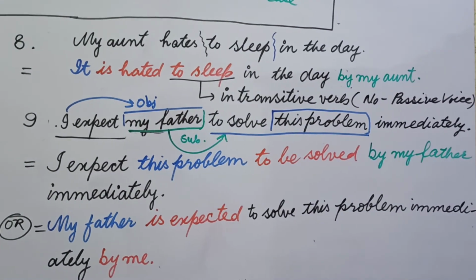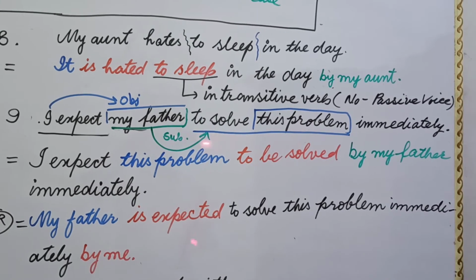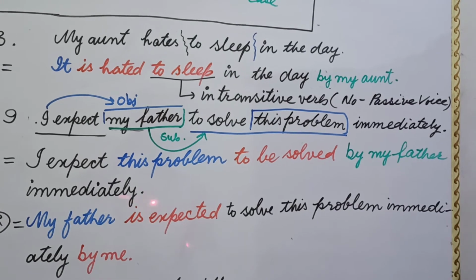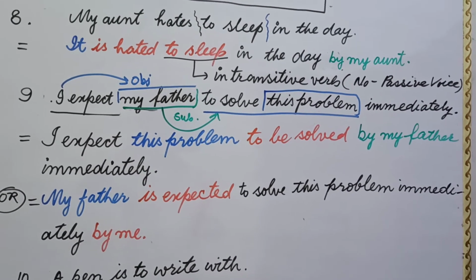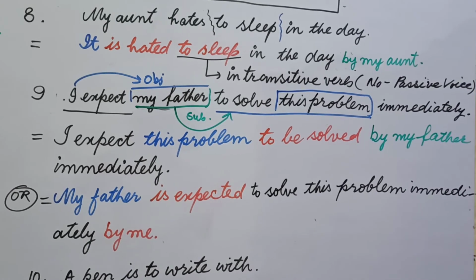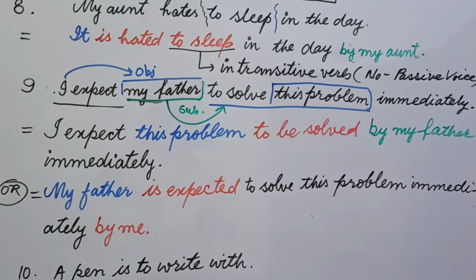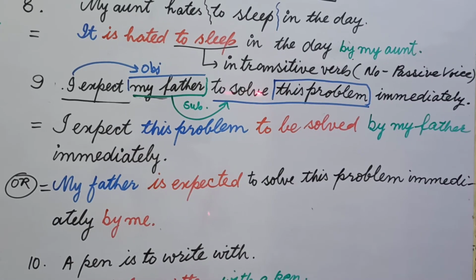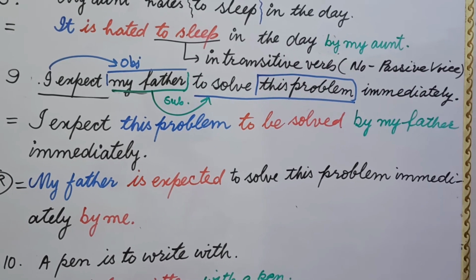Now let's see the solution again. I expect this problem. This problem is placed in the place of my father to be solved by my father immediately. Now, in the next part, we will transform the part that is based on the main verb or finite verb. When we transform the part of the finite verb into passive voice, the rest, the later part, the second part of the sentence will remain as it is.